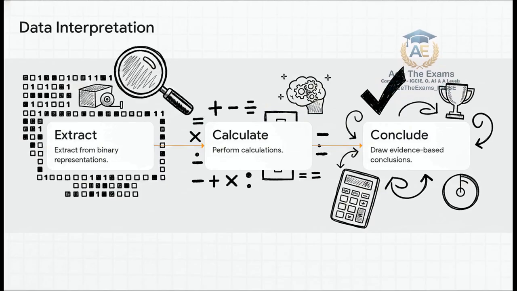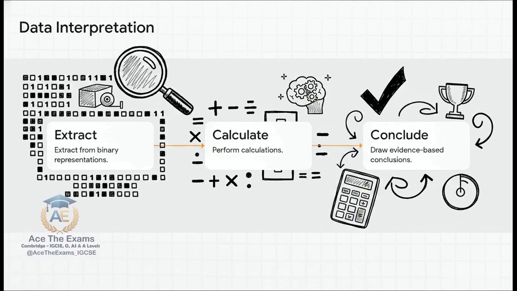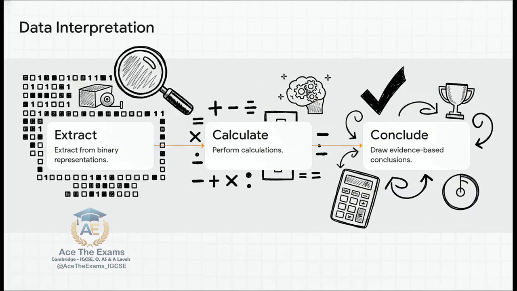Step 1. Extract from binary representation. You need to explicitly write down the numbers you are pulling from the exam scenario. If the prompt says 4 Gibibytes, literally write down 4 times 2 to the power of 30 bytes. That single line of ink proves to the examiner that you have the knowledge and understanding. Step 2. Perform calculations. Write out the full equation on the page before you even touch your calculator to solve it. Show the examiner you know that to get from bytes to bits, you have to multiply by 8.